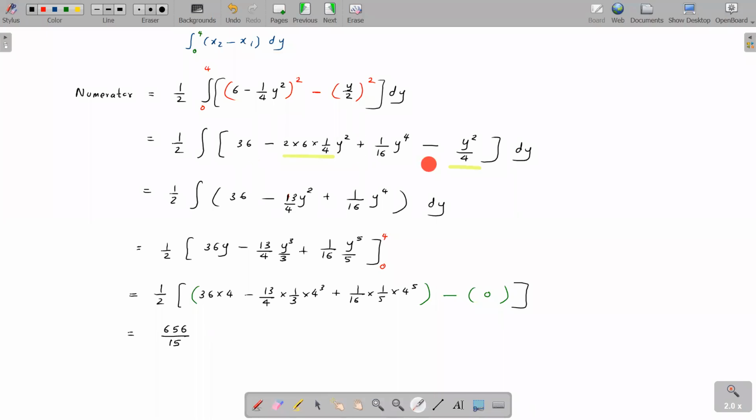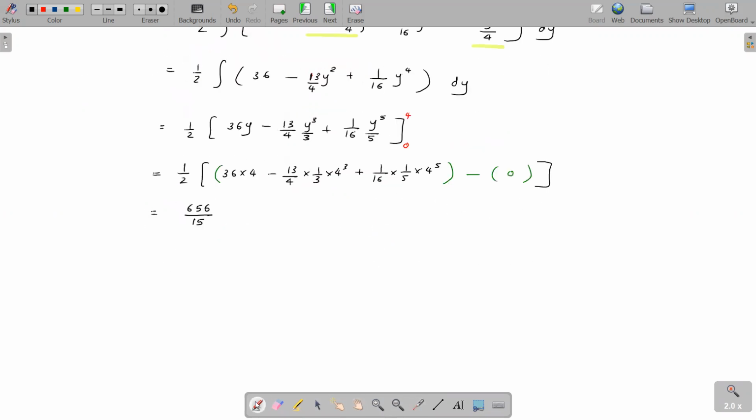All right, guys. So you can see that over here I have taken the common terms, added them together. Okay. And then after I got to this point where I added the y square terms, I went for the integration. So 36y minus 13 over 4y cube over 3, 1 over 16 y to the power 5 over 5 as we are performing our integration with respect to y. All right. So then we apply the integration limit. So you can see I've done it and we get 656 over 15. Okay. So that's the numerator. Now let's go for the denominator.